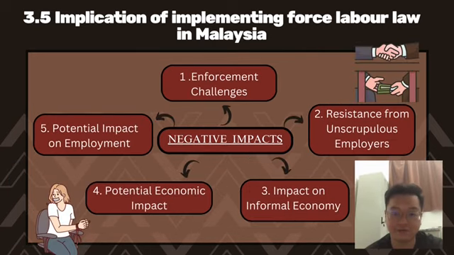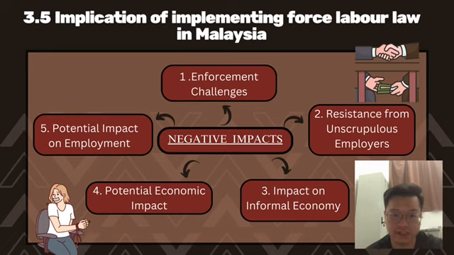Next, we will look into the negative side of forced labor laws. The first one will be enforcement challenges. Laws against forced labor must be implemented with strong enforcement measures. Corruption, a lack of resources, and difficulties in locating and apprehending criminals might make it difficult to implement these laws. The second one will be resistance from unscrupulous employers. Employers who engage in exploitative practices may resist compliance with forced labor laws. Some may attempt to circumvent regulations or find loopholes to continue unethical practices.